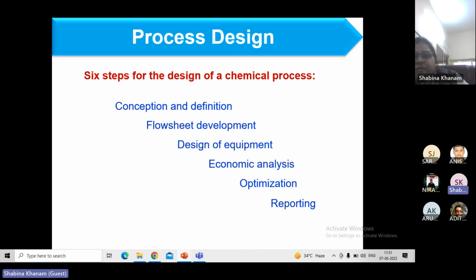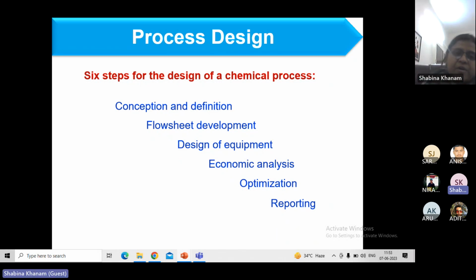So if you see any chemical process, chemical process means, if you need to develop any product, we call it a chemical process when we make a product from raw material. So it has six different steps. Number one, conception and definition. Conception: I have an idea that I want to make a particular product. So I have that concept. It means I already decided, based on market survey, public comment, whatever you can see, that this product I would like to make. Conception is the idea. Definition is basically how I will do it.